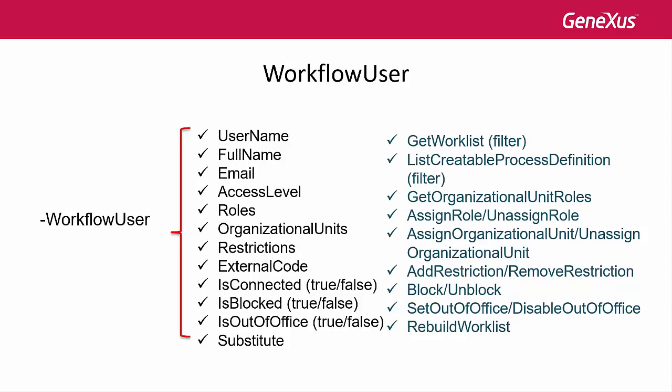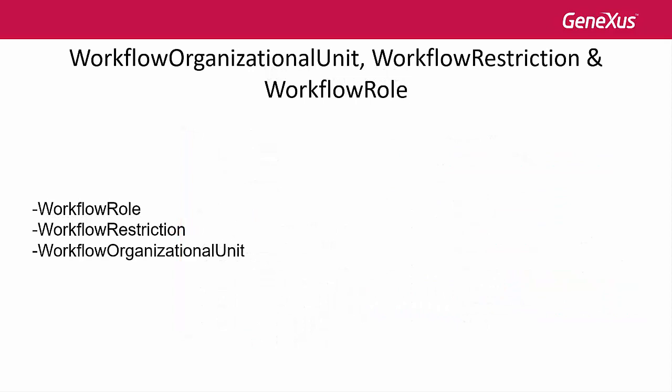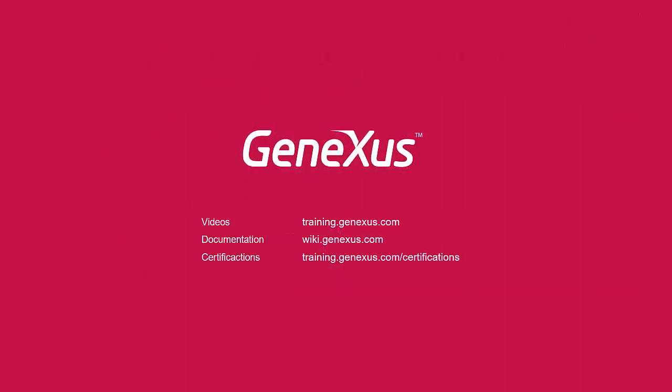The last set of data types we would like to discuss are the roles, restrictions, and organizational units. Even when they are conceptually different and have different use cases, they share the characteristic that they are modifiers to define what a user can and can't do. As such, all of them have a name or a value, and also the functionalities to add or remove users to the metadata.